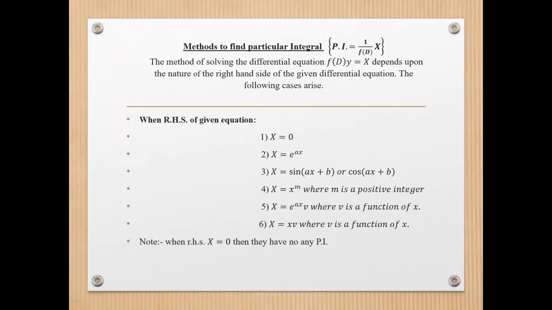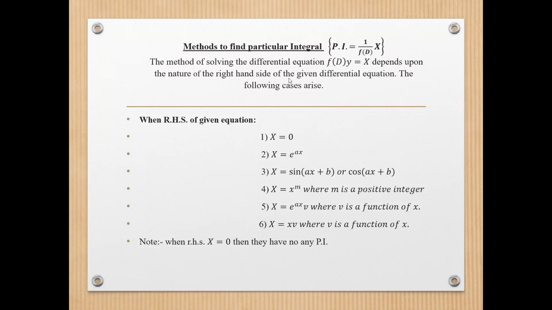Here, the coefficient of y is nothing but f of D and the right hand side is nothing but X. See here how to find P.I. P.I. is equal to 1 upon f of D into X. X is nothing but the right hand side of this linear differential equation, and f of D is nothing but a polynomial in D. Okay, this is the linear differential equation with constant coefficient.